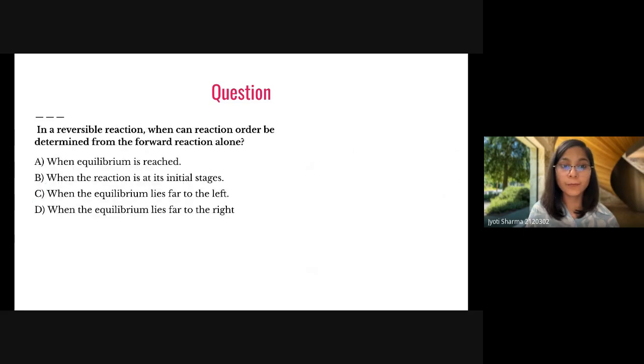Okay, coming to my next question. This is very much similar to the last question. In a reversible reaction, when can reaction order be determined from the forward reaction alone? Forward means we are going from A plus B to C plus D, but we are not going from C plus D to A plus B. So this is your forward reaction. But this is a reversible reaction, so how can you determine your reaction order?